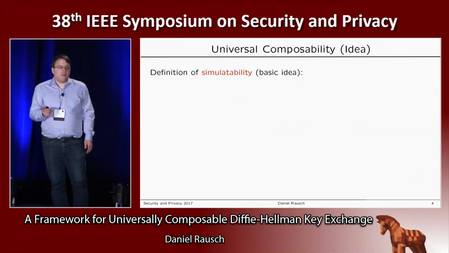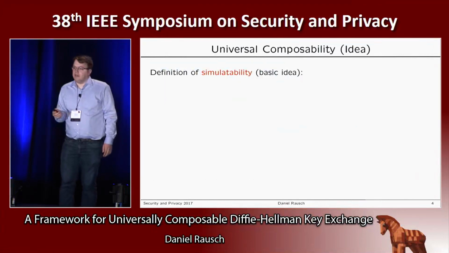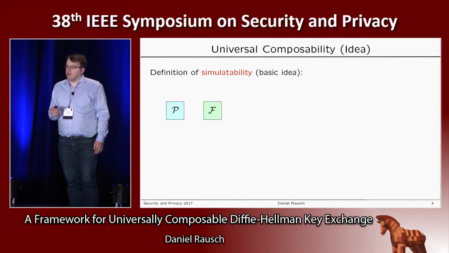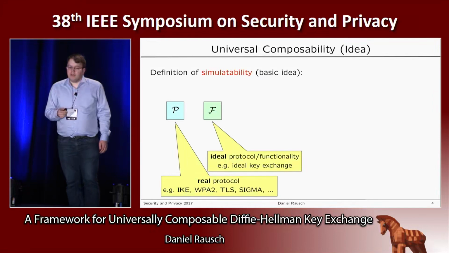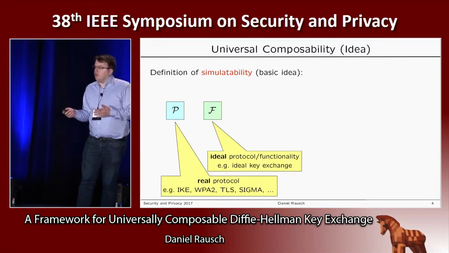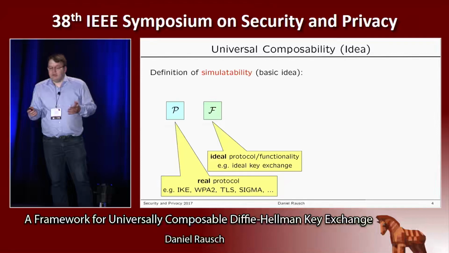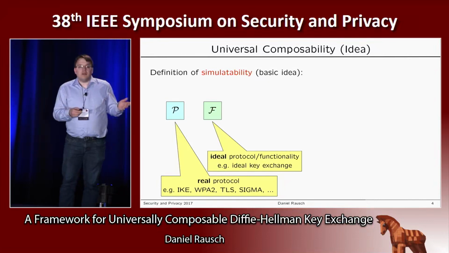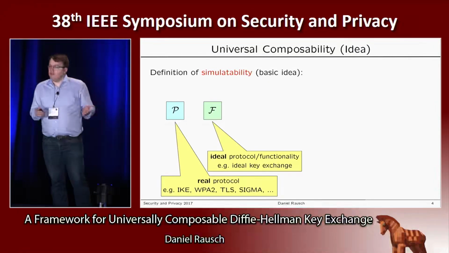In such models, we use simulatability to define security. That is, we are always talking about two different protocols. One of them is the real protocol, which we want to analyze and finally prove secure. The other protocol is called the ideal protocol or ideal functionality. This is essentially a perfect specification of some task. In other words, this ideal protocol is secure by definition. There is no way to attack it.